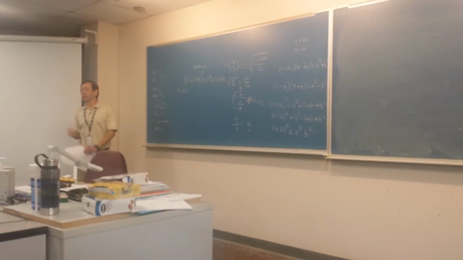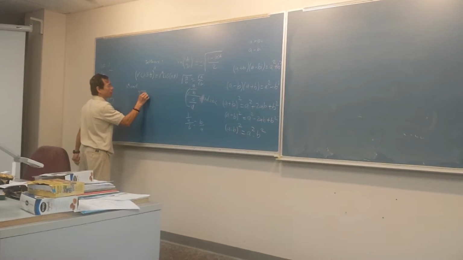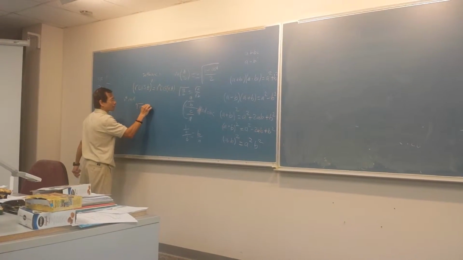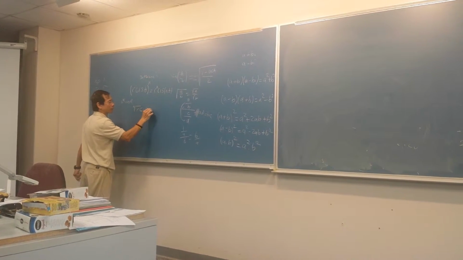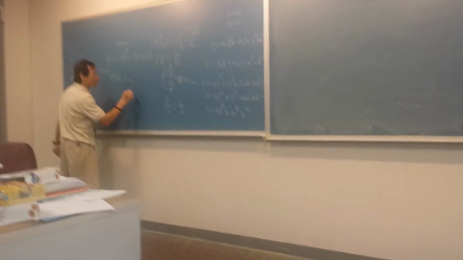What's the formula for the nth root theorem? The nth root of r cis of what? Theta over n. Of alpha. Remember that? And alpha is equal to what?